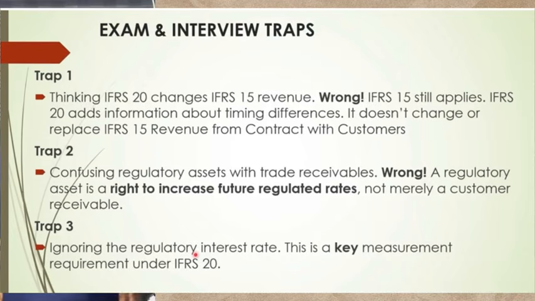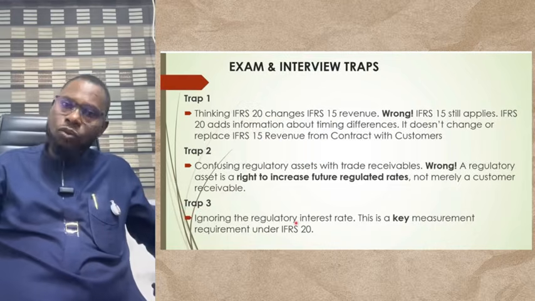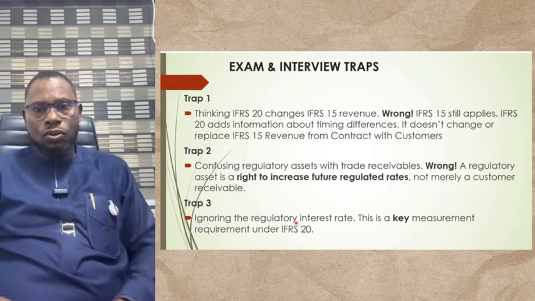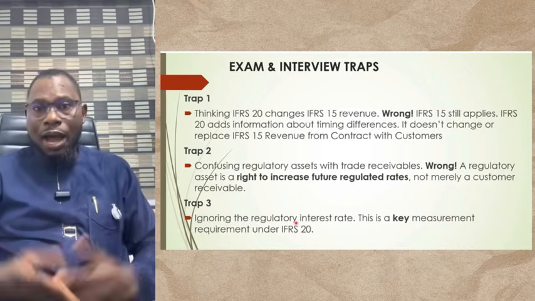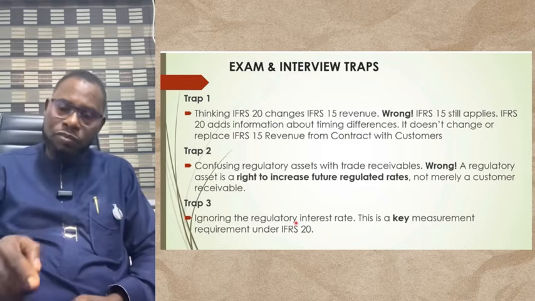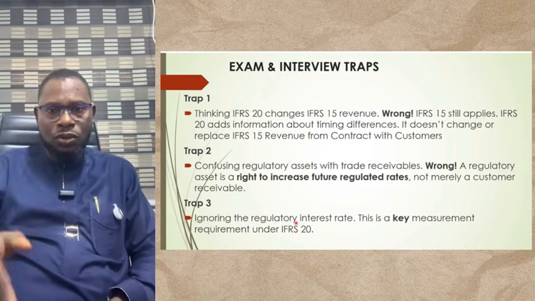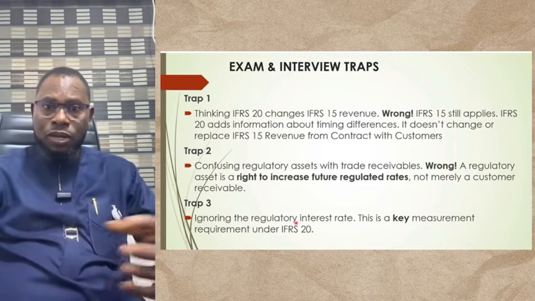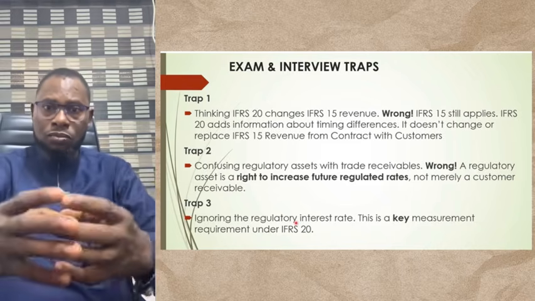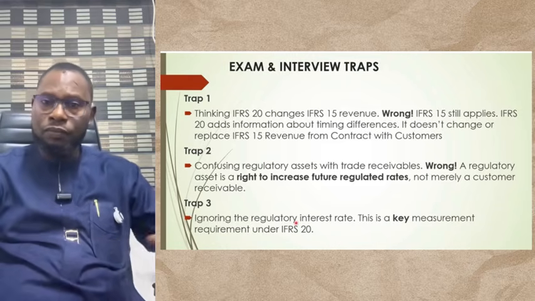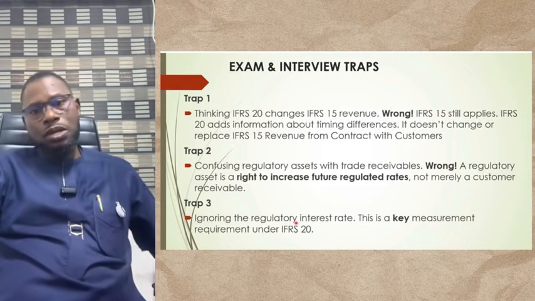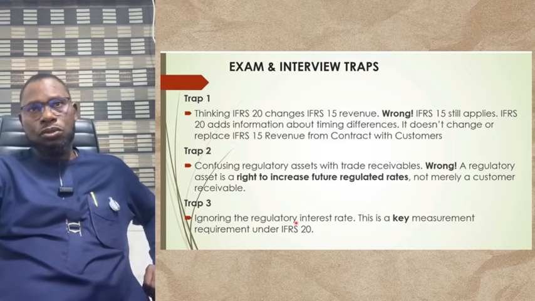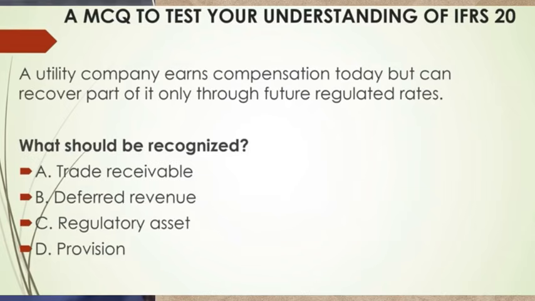It's a key measurement requirement under IFRS 20, and it is what is used to discount. Because of time value of money, when you want to make initial recognition, you have to discount to present value. So what do you use to discount to present value? You have to use that rate. And why do you have to discount? Because 1 naira today is worth more than 1 naira tomorrow. Time value of money. Because of what? Inflation, uncertainty, risk, maybe some other factors. Now, let's look at this multi-choice question to test your understanding of IFRS 20.